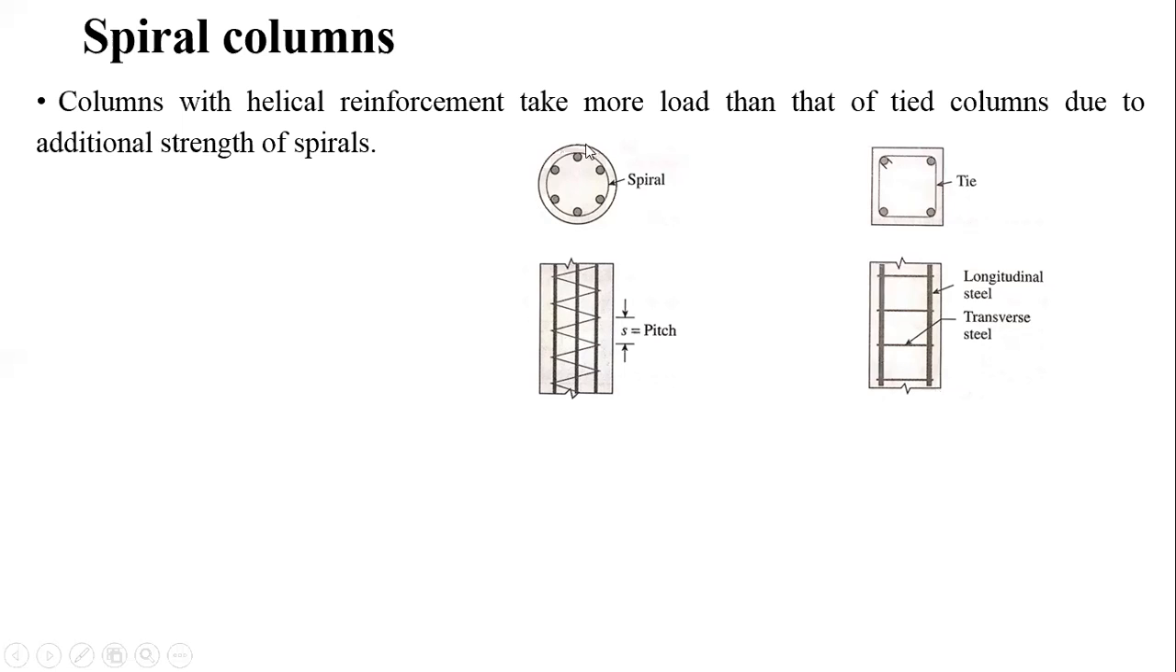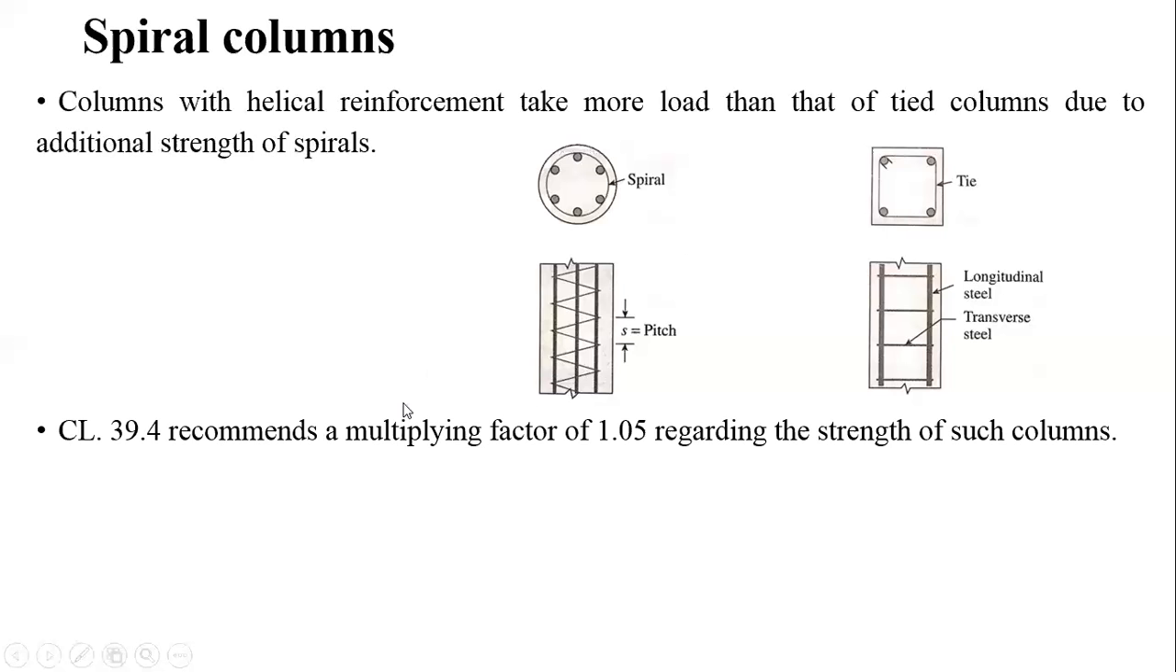And here, in the case of a spiral column, we have these longitudinal bars, and we have a continuous spiral going around these longitudinal bars. If you provide this type of arrangement, that is a column with helical reinforcement, such a column takes more load than this type of column, that is your tied column, due to the additional strength of the spiral. Because the strength of the spiral is more than that of the ties, the strength of the spiral column will be more than that of the tied columns.